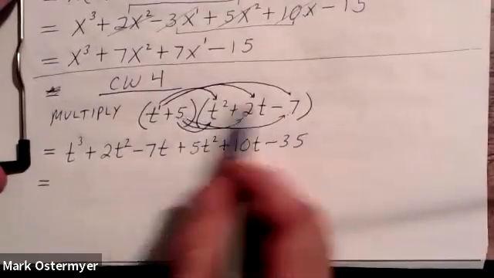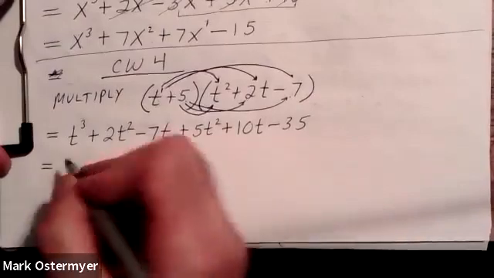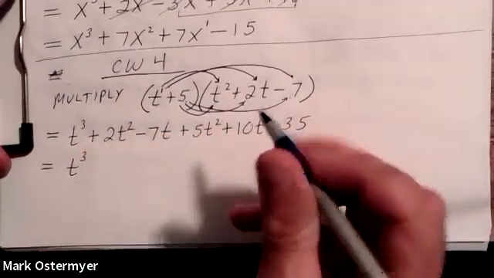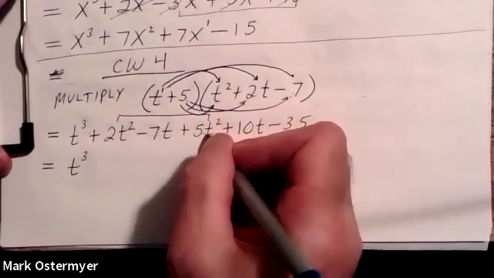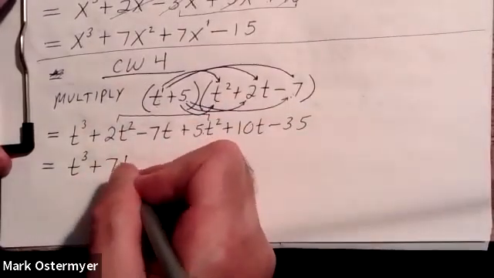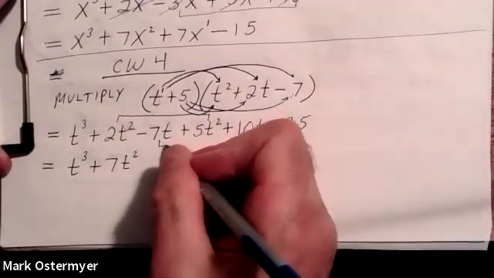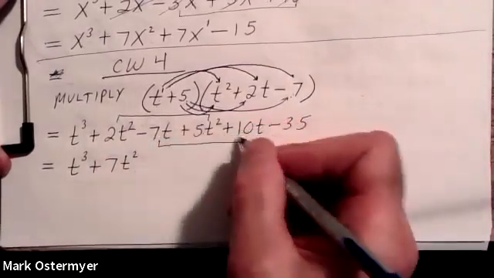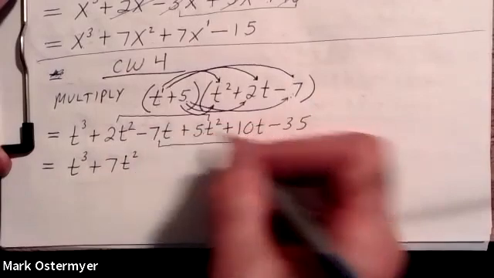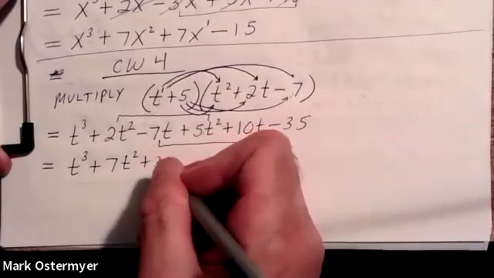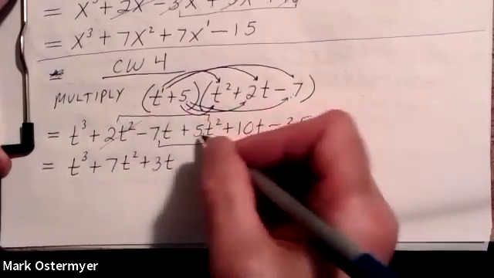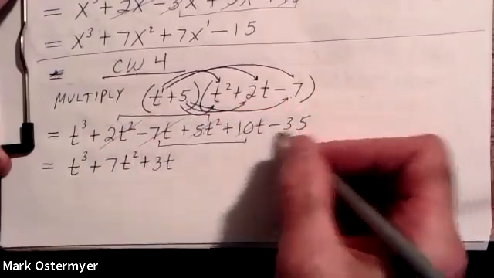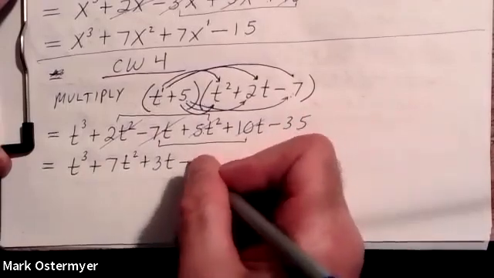We covered all the bases. A 2-termer times a 3-termer. 6 arrows, 6 products. Combined like terms, we got T cubed. What's 2T squared added to 5T squared? Plus 7T squared. What's a -7T plus 10T? -7 plus 10 is plus 3, plus 3T. Finally, so we combined our second degree terms, our first degree terms, and we have a constant term at the end that has nothing to combine with.